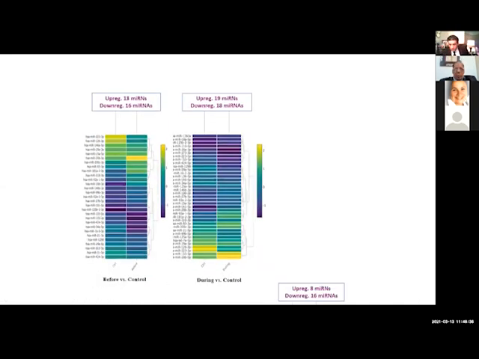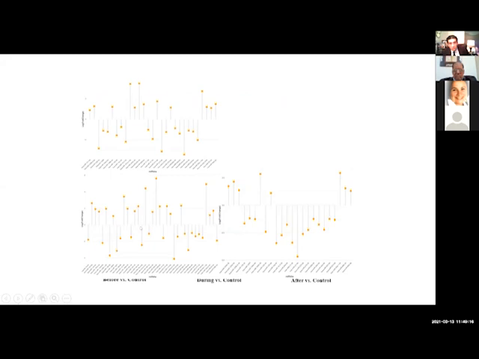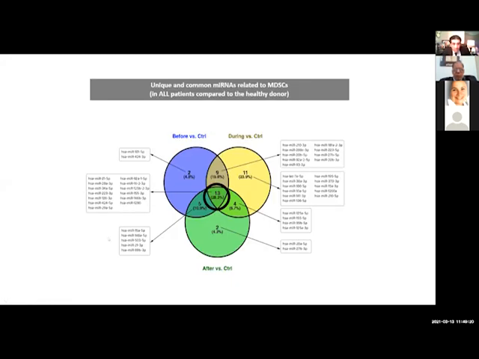What we found actually was about 13 microRNA upregulated and some downregulated when we compared patients before therapy versus control, and 19 up, 18 down when we compared patients during therapy versus control, and 8 up and 16 down when we compared patients after therapy to control. But we asked whether MDSC share certain microRNA regardless of chemotherapy. Yes, this one. We found 13 microRNA shared regardless of the treatment, before, during, and after.